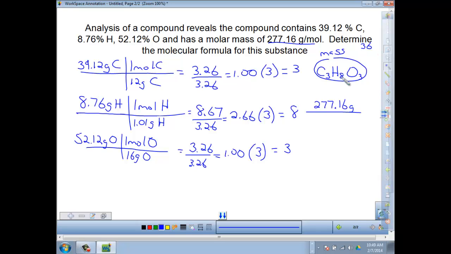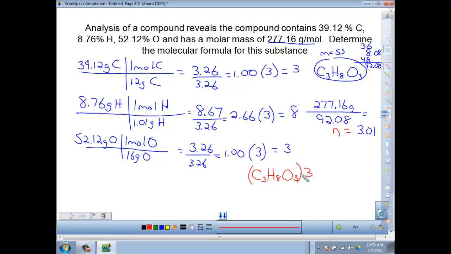Carbon's going to be 36. 8 hydrogens, that's 8.08. And I've got 3 oxygens, that's going to be 48. So when I add all of those up, that ends up being 92.08. So I'm going to take that 92.08 and I'm going to put it down here. And when I divide that through, 3.01. That's the N that I was talking about. That equals N. So your last step said that you need to take your empirical formula, C3H8O3. Multiply that whole thing by 3.